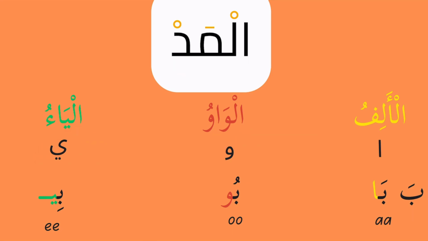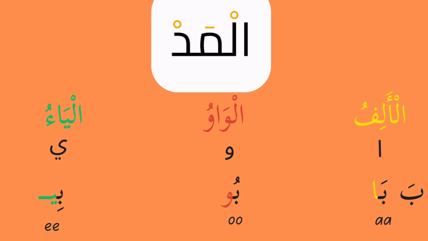So give an example of ba. If we wanna elongate it with alif, we say ba. If we wanna elongate it with waw, we say boo. With ya, we say bi. So ba, boo, bi. Just remember alif, waw, ya.